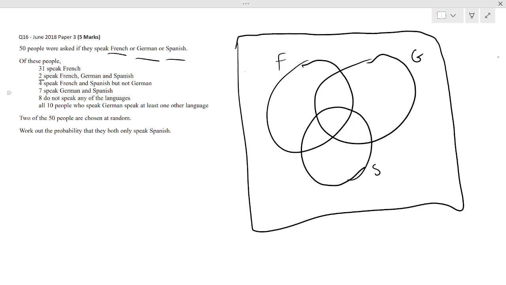Yes, it says 2 people speak French, German, and Spanish. So that'd be here in the middle in the triple overlap. Okay, now let's work with the double overlaps with 2 different circles.